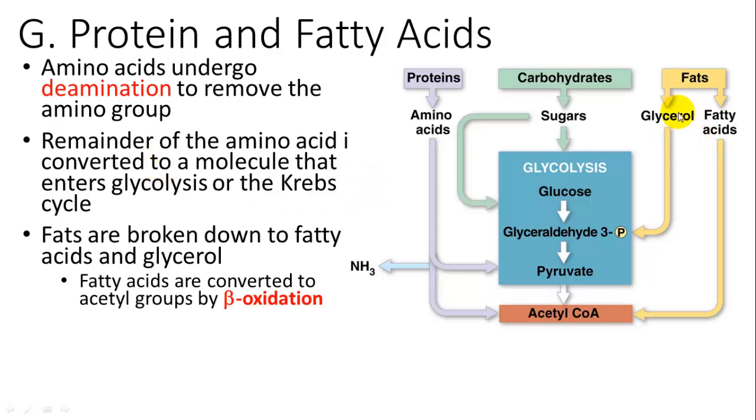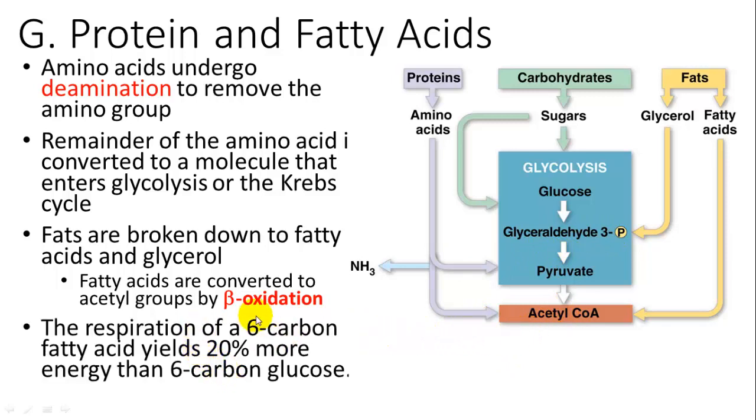Fats, what they do is you break down the fatty acids. Every 2 carbons in the fatty acid chain, you can convert into acetyl-CoA in a process called beta oxidation. You can also use the glycerol, which is a 3 carbon, and convert it into pyruvate, and those can then be used in the Krebs cycle. So the respiration of a 6 carbon fatty acid, because it's only using 2 carbons at a time, yields 20% more energy than a 6 carbon glucose. So if you want to store energy for long term, you're going to put it in a fat.